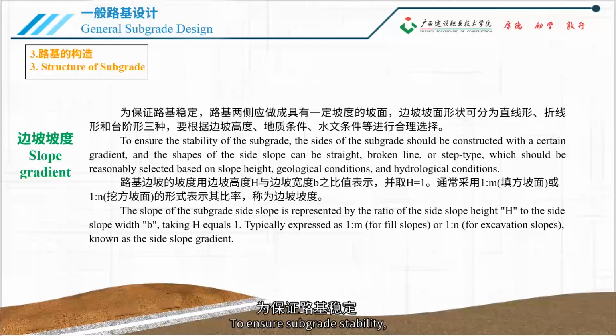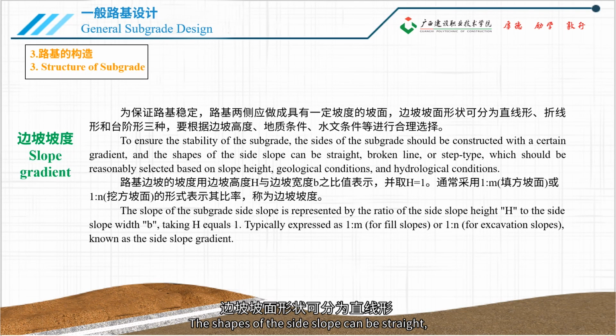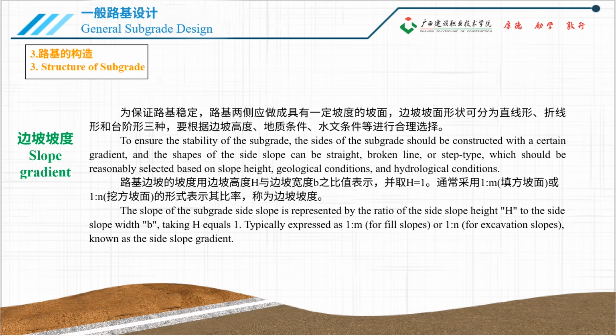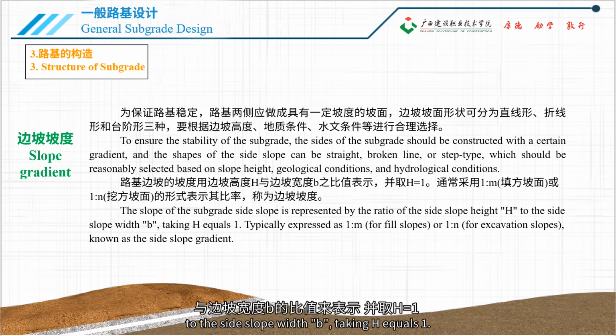To ensure subgrade stability, both sides of the subgrade should be made with a certain slope. The shapes of the side slope can be straight, broken line, or step type, which should be reasonably selected based on slope height, geological conditions, and hydrological conditions. The slope of the subgrade side slope is represented by the ratio of the side slope height h to the side slope width b, taking h equals 1.